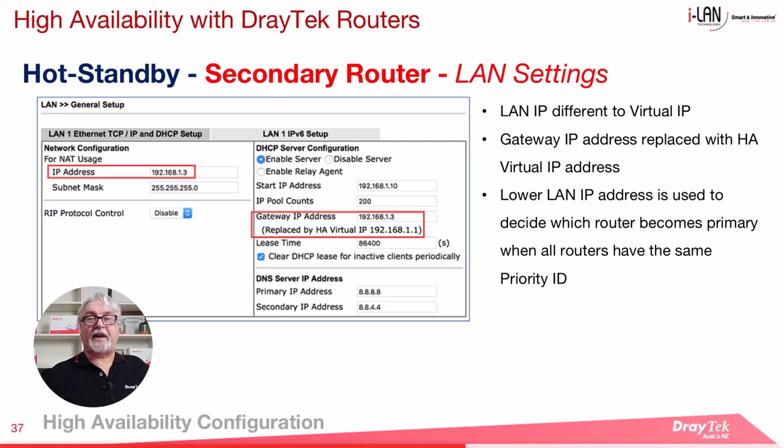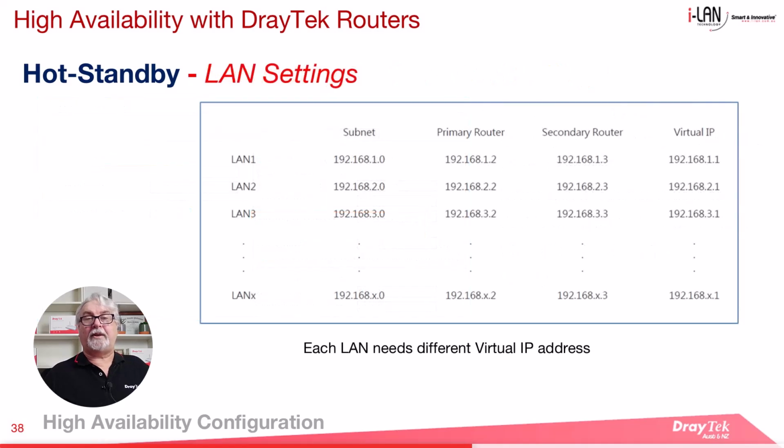Here are the settings for the secondary router. The LAN IP address will be different, 192.168.1.3, but the virtual IP address remains the same, 192.168.1.1. In the case where a router has multiple IP subnets, it's necessary to assign a virtual IP address to each subnet. Here's an example of what that will look like.